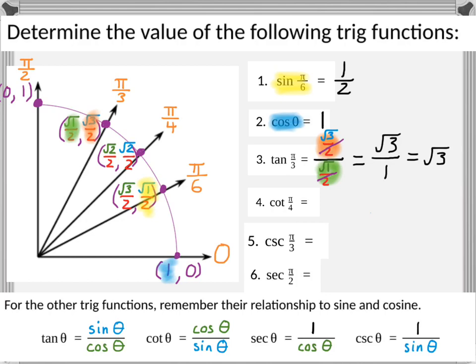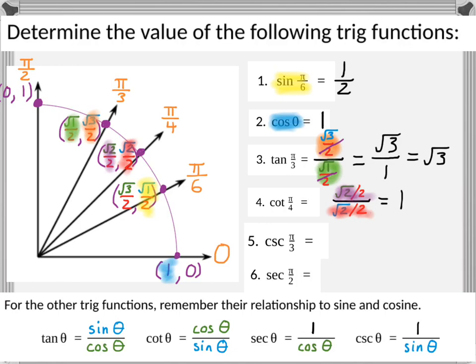Okay, what about cotangent of pi over 4? Think you can do it? Pause the video real quick and then come back and see how you did. Okay, so here we go. Cotangent of pi over 4 is going to be square root of 2 over 2 over square root of 2 over 2. Where did that come from? Okay, the numerator is the x coordinate because that's the cosine value. The denominator is the y coordinate, or the sine value. And, oh look, the numerator and denominator are identical. Anything divided by itself is 1. There we go.